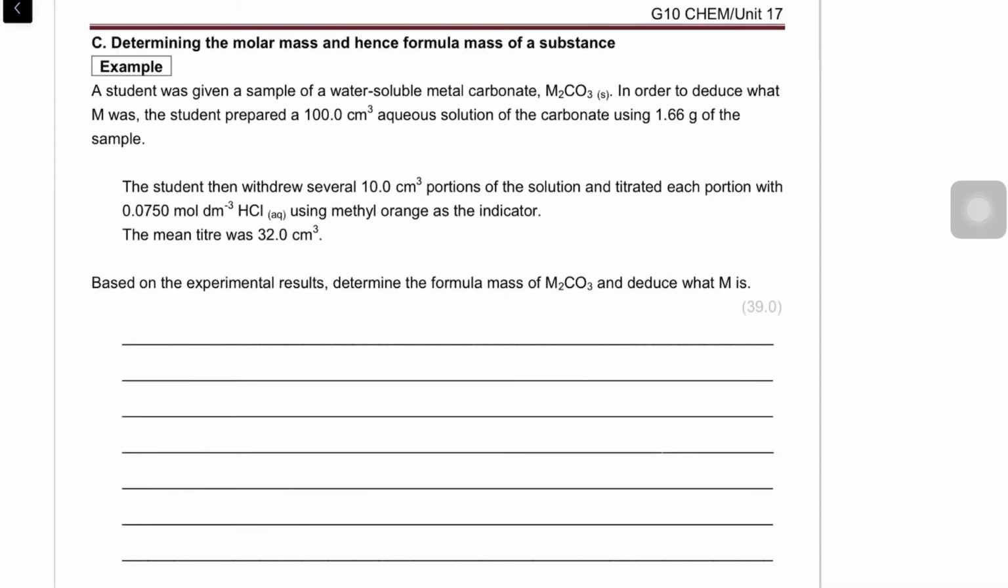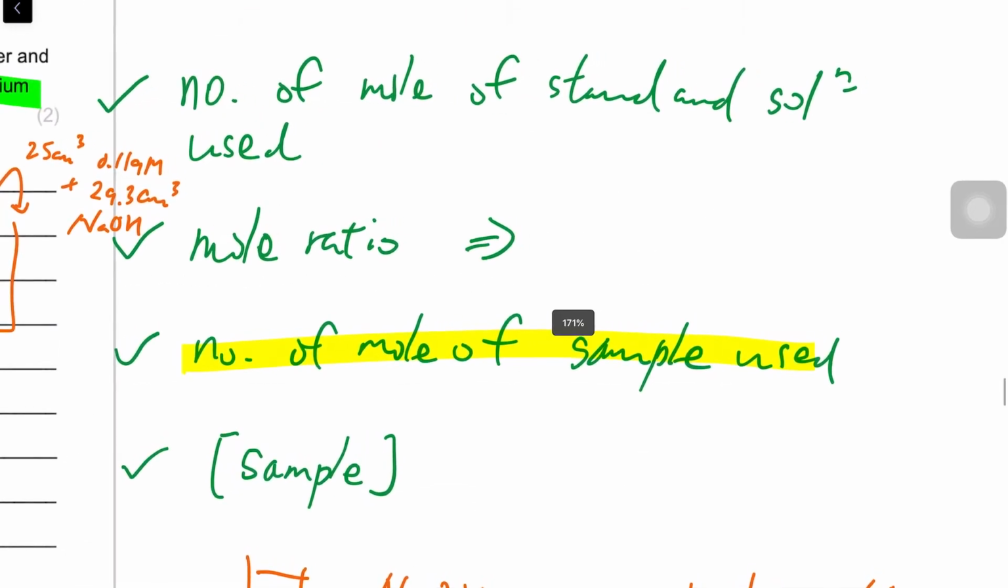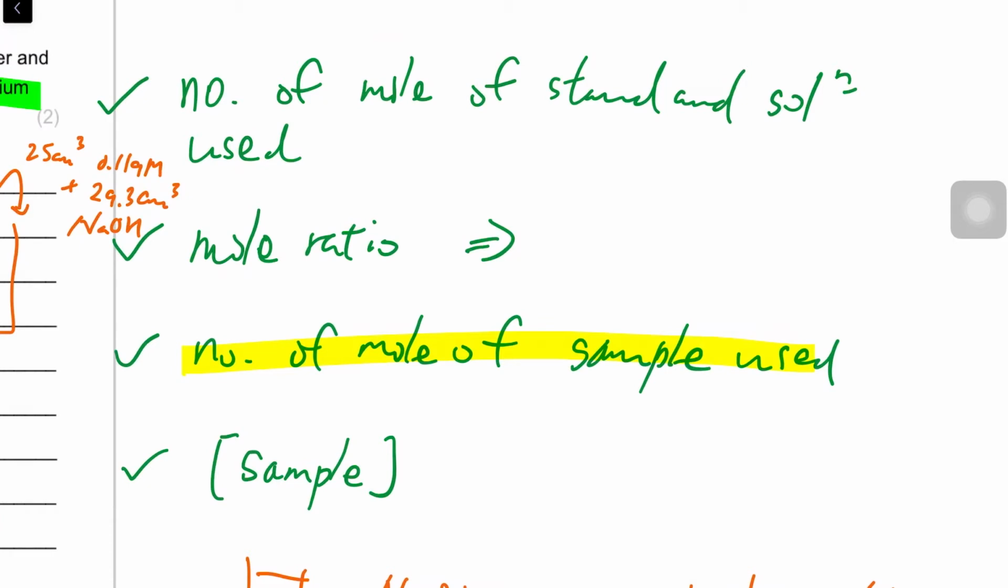Next, we are going to determine the molar mass. We follow up this one. In the highlight point, after we get the number of mole of sample used, actually we can use the mass over molar mass equals to number of mole to find the molar mass.